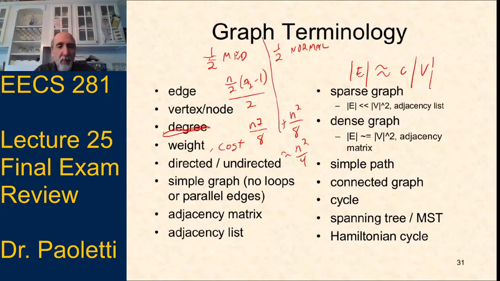So we talked about a simple path. A simple path is a path where nothing is repeated. A connected graph is a graph where there is a simple path between every possible pair of nodes. You can somehow get there from here. A cycle is basically a simple path where the first and last nodes are the same. We talked mostly about an MST, a minimum spanning tree. A minimum spanning tree is just a spanning tree with a minimum weight.